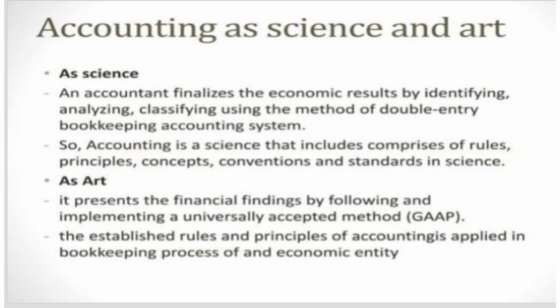Accounting as science and art. As science, an accountant finalizes the economic results by identifying, analyzing, classifying, using the method of double entry bookkeeping accounting system. So accounting is a science that comprises rules, principles, concepts, conventions and standards. As art, it presents the financial findings by following and implementing a universally accepted method. The established rules and principles of accounting are applied in the bookkeeping process of an economic entity.